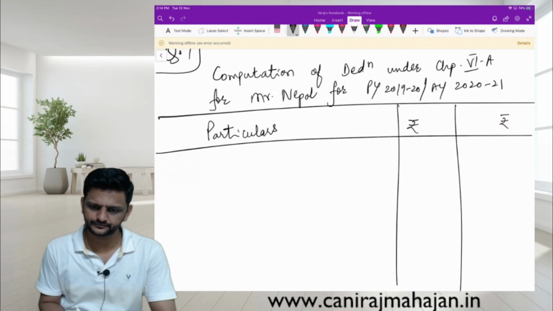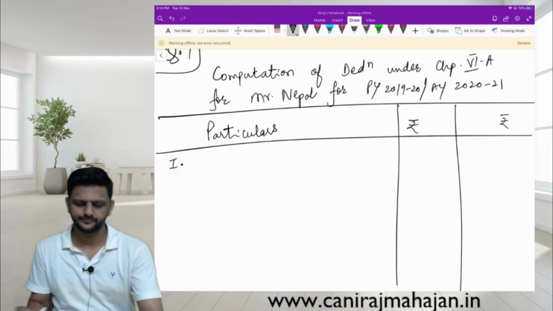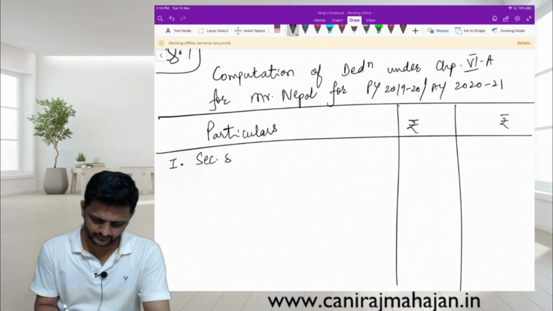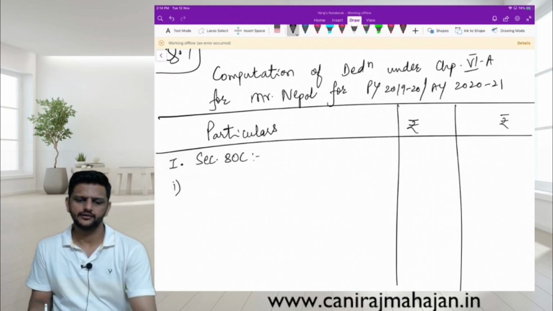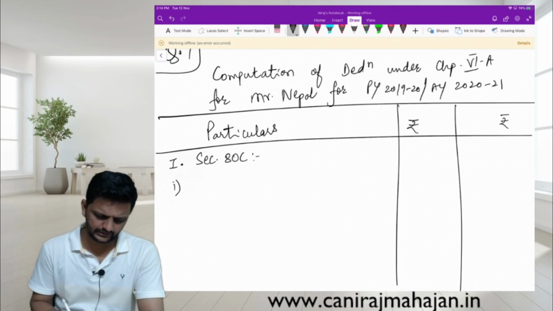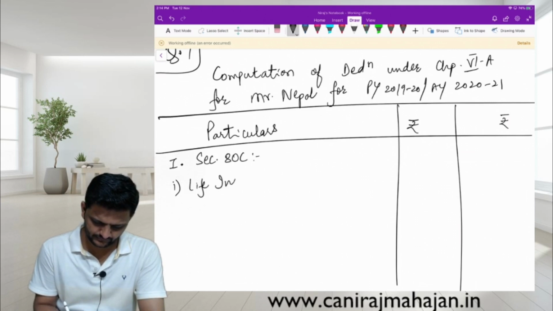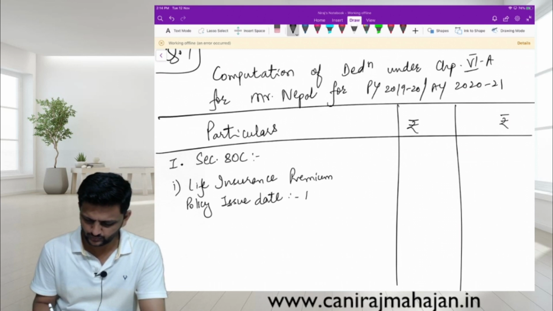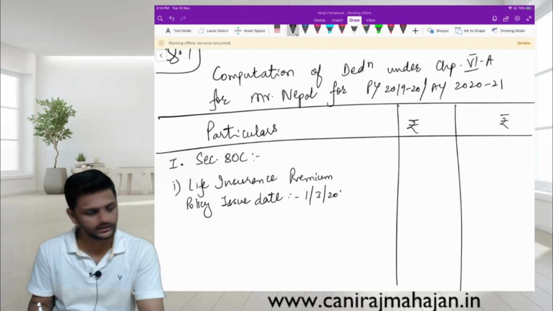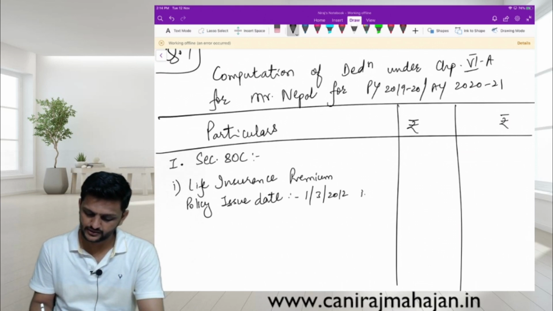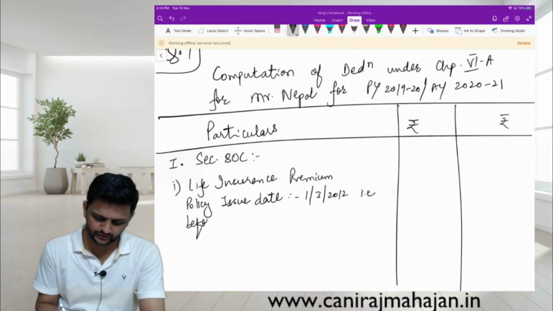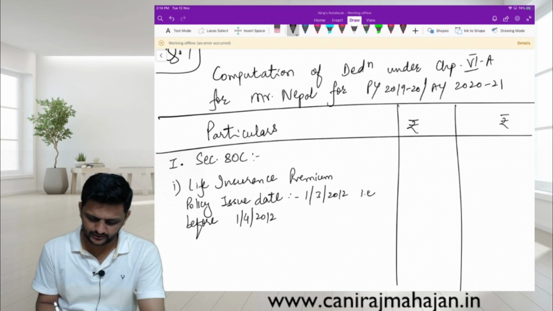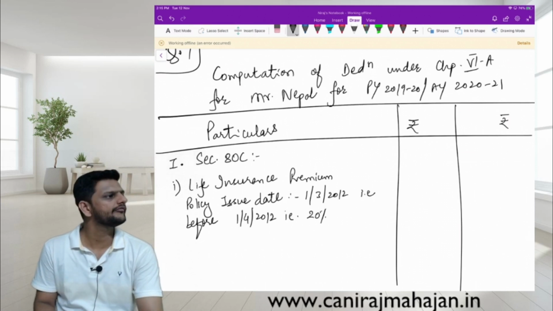First one. Which section can we take? Under that, life insurance premium. Policy issue date is 1/3/2012, that is before 1/4/2012. So 20% of sum assured is the limit.